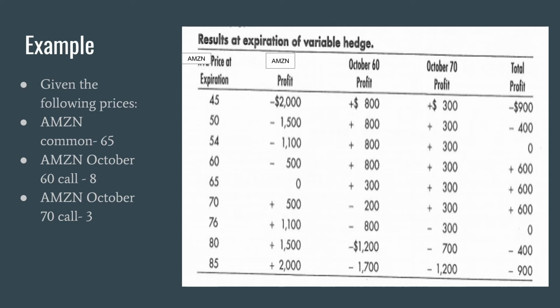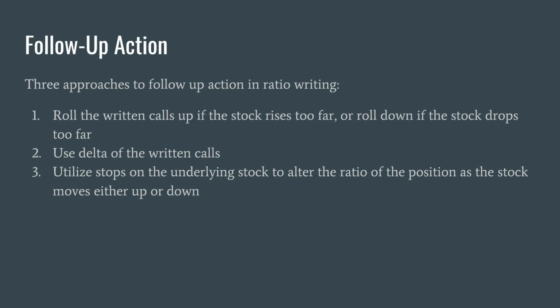As the price deviates to the lower or higher end, you'll notice that there's a loss of $900. To achieve maximum profit, the price needs to be close to the strike price and would result in a profit of $600. There are 3 approaches to follow-up action in ratio writing.